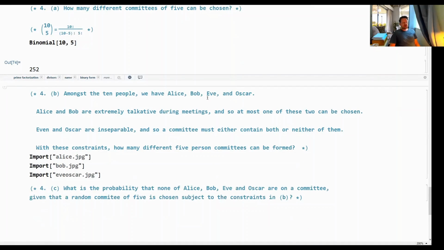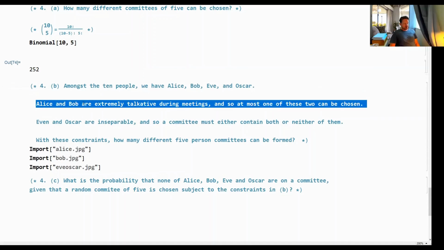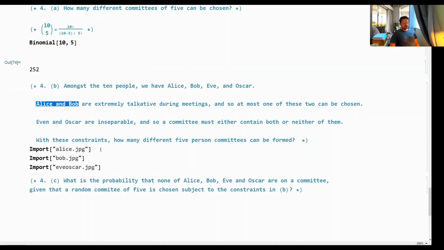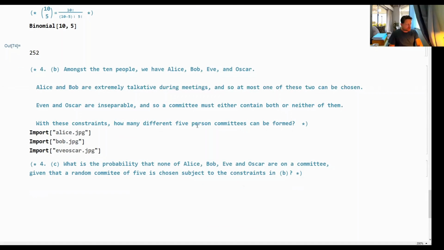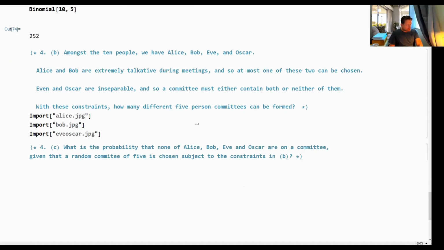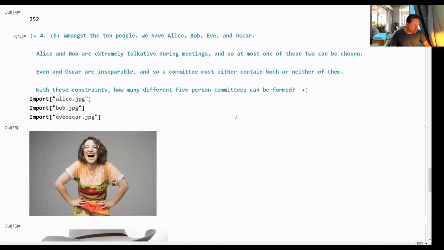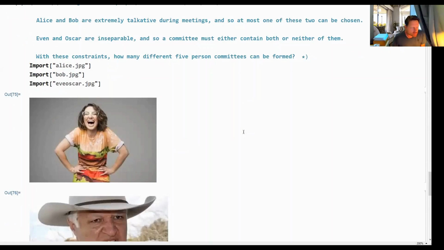Amongst 10 people, we have Alice, Bob, Eve, and Oscar. Alice and Bob are extremely talkative during meetings, and so at most one of these two can be chosen. Eve and Oscar are inseparable, and so a committee must either contain both or neither of Eve and Oscar. Okay, with these constraints, how many different 5-person committees can be formed?